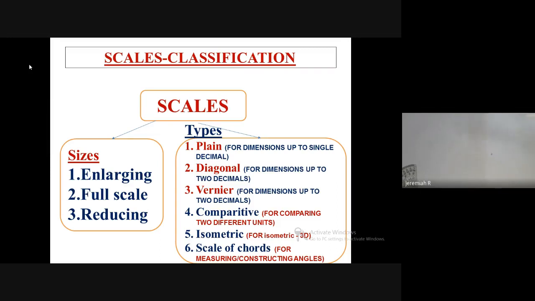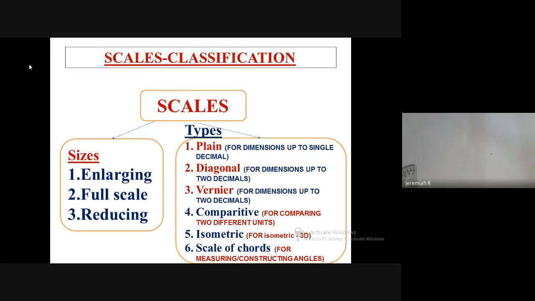Go for comparative scale. So isometric. That is isometric scale, that we'll see some basic things in 5th unit. We'll see isometric projection. We'll see what is isometric scales. So that is for 3D. So if you want to draw a 3-dimensional object in your drawing sheet, we should know what is isometric scale. So that we'll see elaborately in 5th unit, isometric projection.